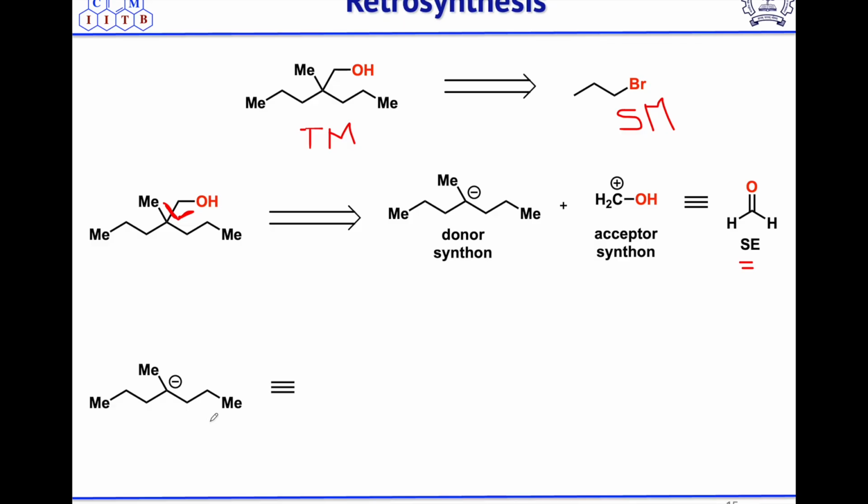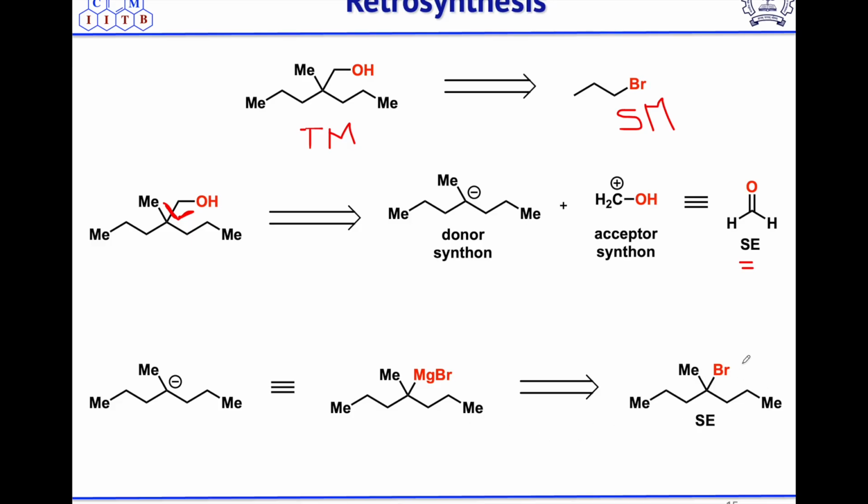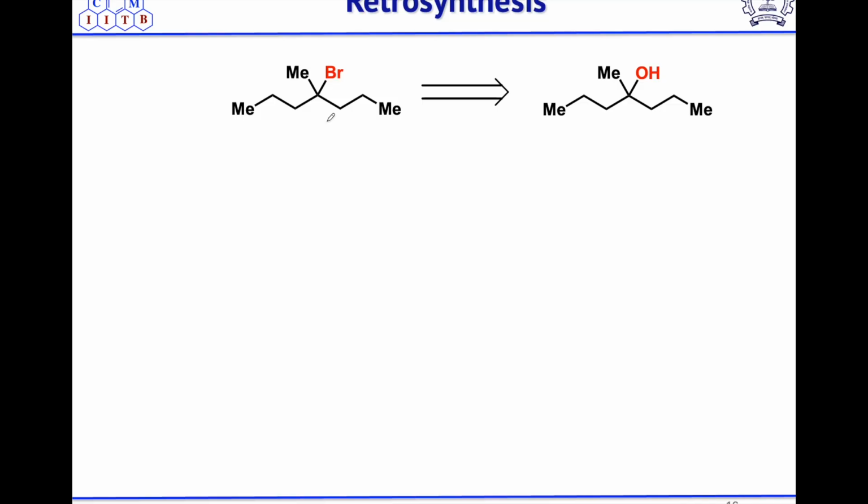And what will be the synthetic equivalent for the donor synthon? This donor synthon we could get from this Grignard reagent. So what will be the synthetic equivalent? Definitely you need the corresponding bromide compound. You can easily convert this synthetic equivalent to this reagent by treating with magnesium metal. Now in the next slide, this synthetic equivalent we could get from the corresponding tertiary alcohol.